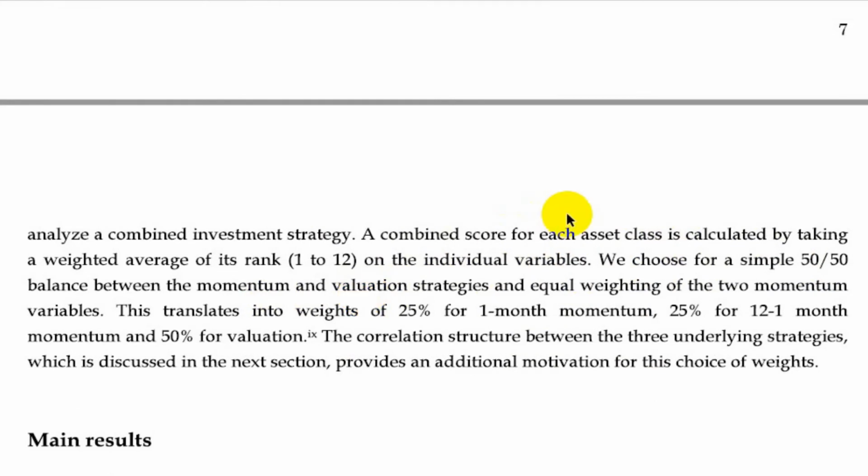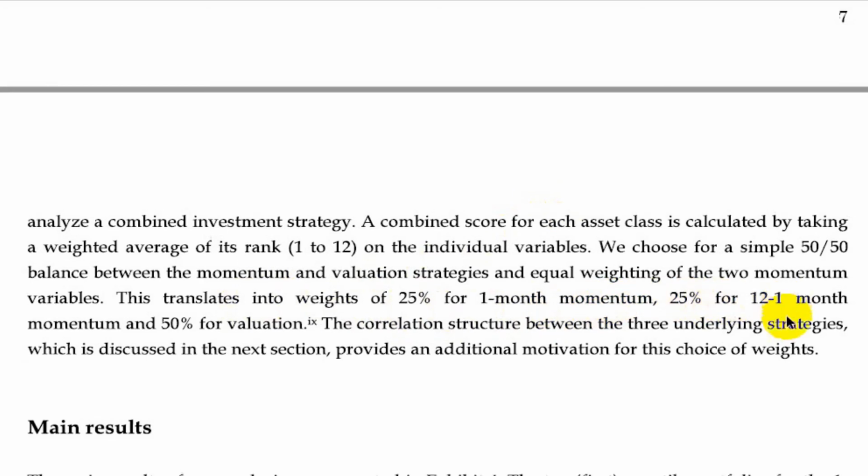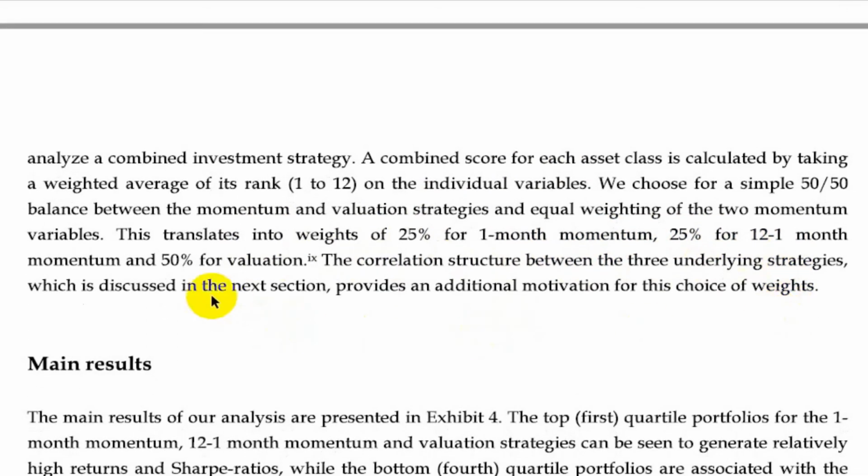And so in that way, it's going to be 25% for the 1-month momentum, 25% for the 12-1 momentum, and then 50% for the valuation. And they say their choice of weights was chosen somewhat because of the correlation structure, which they're going to discuss a little bit later.